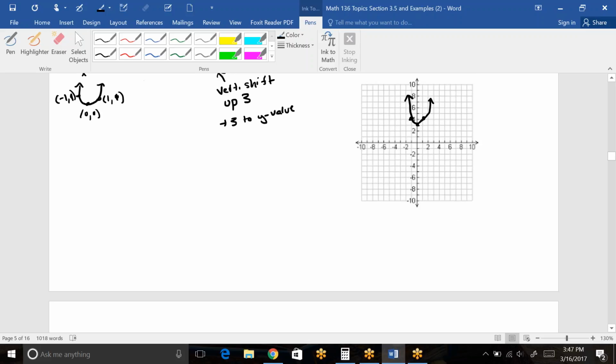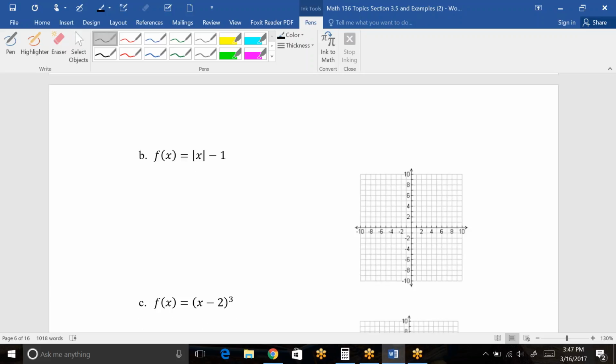Absolute value of x minus 1, so we have to know what the general shape of an absolute value is, and these are all at the bottom of this document if you need to refresh on those.